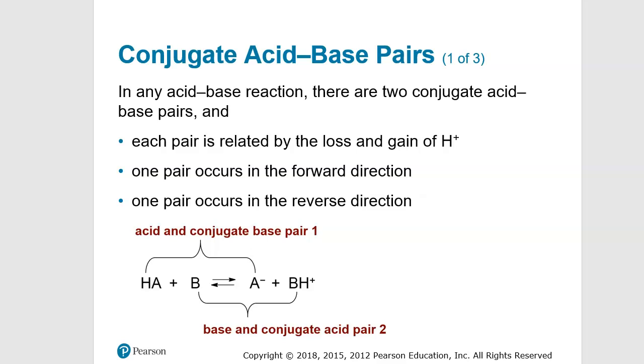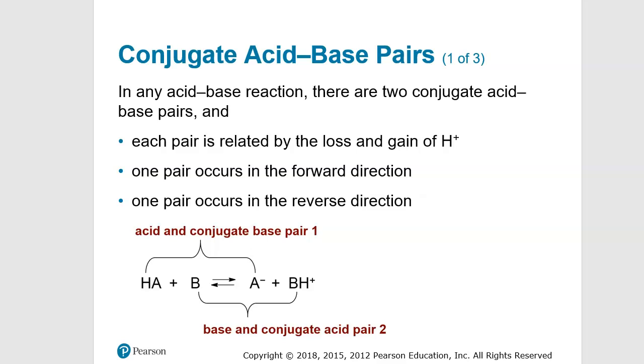So not only are the reactants an acid and a base, but the products are as well. And that gives rise to a concept that we call conjugate acids and bases, conjugate acid-base pairs. For every Bronsted-Lowry acid, a proton donor, there is a corresponding conjugate base. And for every proton acceptor, that is a Bronsted-Lowry base, there is a corresponding conjugate acid. And you have to learn to pick those out.